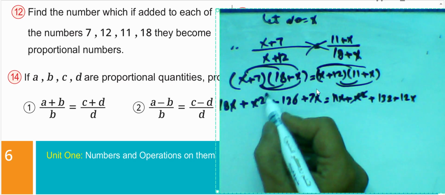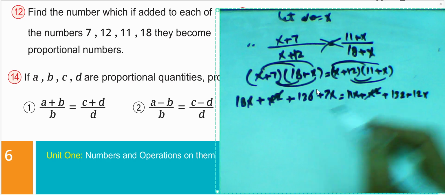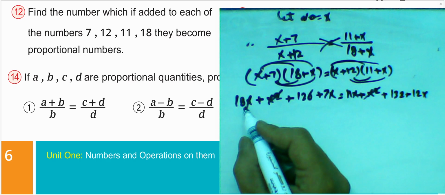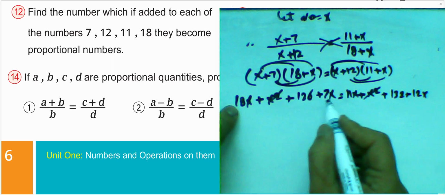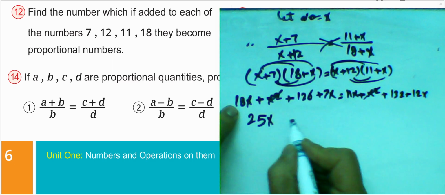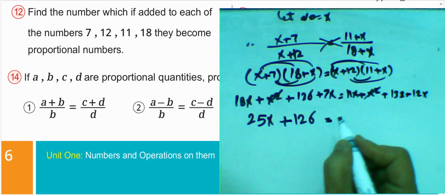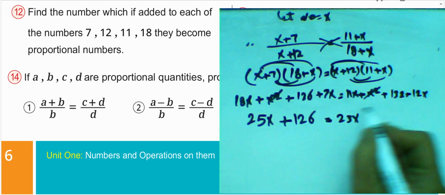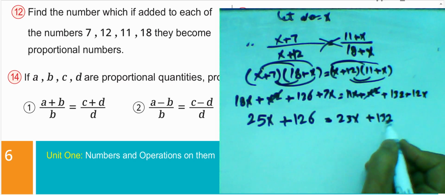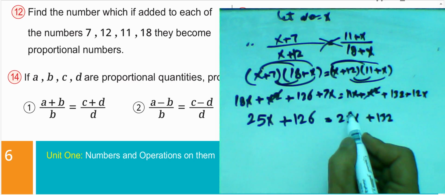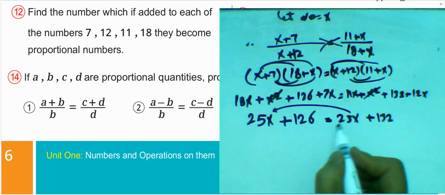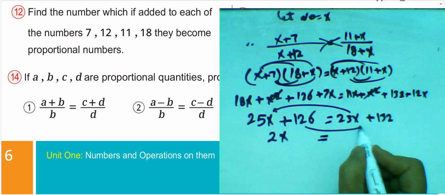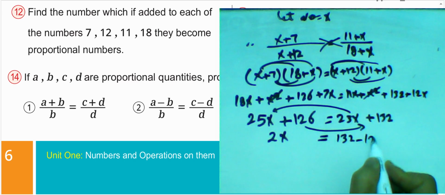Now x power 2 minus x power 2 equals 0. And then you can also simplify here. 18x plus 7x is 25x, plus 126, is equal to 11x plus 12x equal 23x, plus 132. We can move here 25x minus 23x. It will be 2x. And move here 132 minus 126.